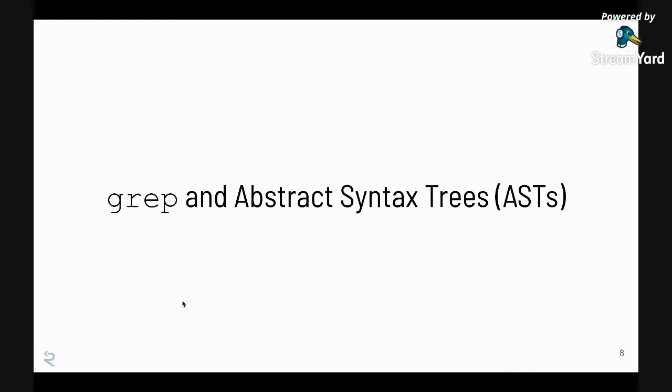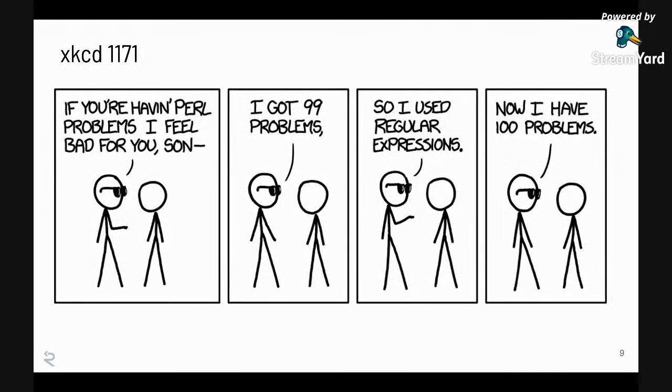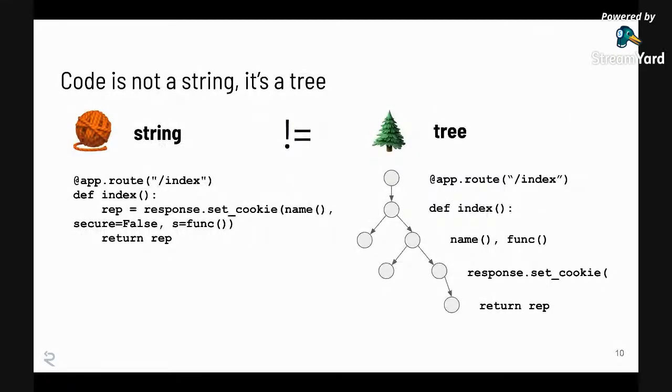So let's quickly talk about grep versus abstract syntax trees. One of my favorite comics, XKCD, has a little vignette about this. If you're using regex, almost certainly you're going to be introducing some problems. It's a very fragile, fickle friend. The reason is that when you use grep on code bases, grep understands strings, and code is not fundamentally a string. Code is a tree. And so this is where we start to get into the conversation of a string versus an abstract syntax tree.